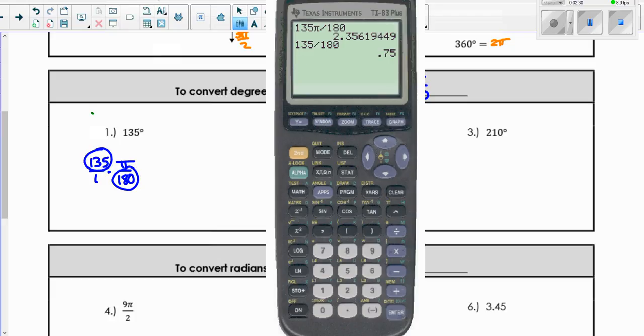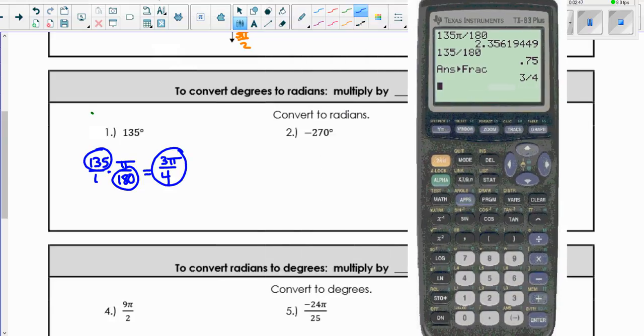Okay, and then we get this, which 0.75 is 3/4, but just in case it's something we don't know, we can change it into a fraction. So then this is the same thing as 3 pi over 4. Notice I put the pi back in the answer. And we're always going to keep it as an exact answer.